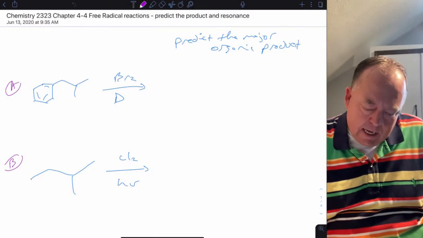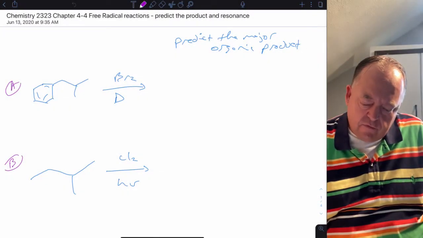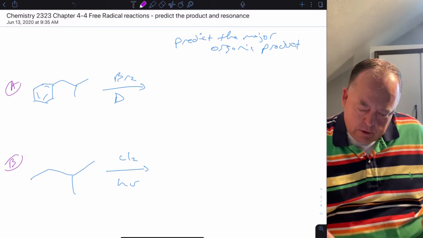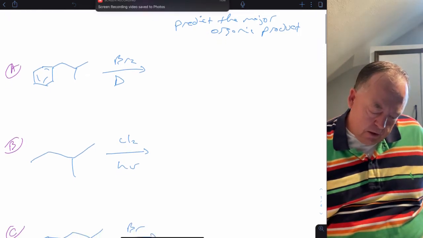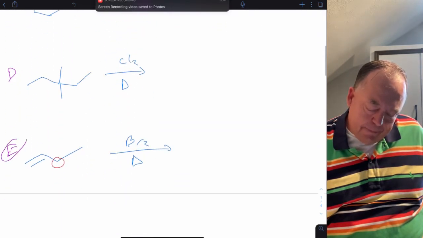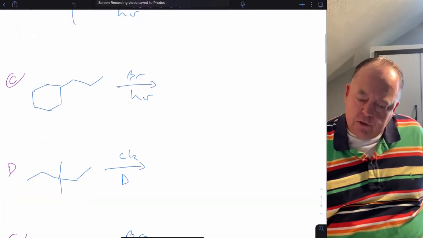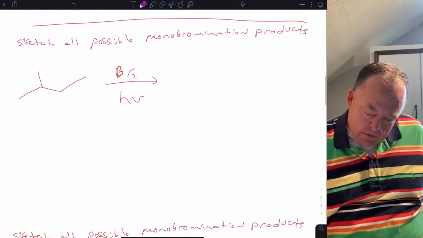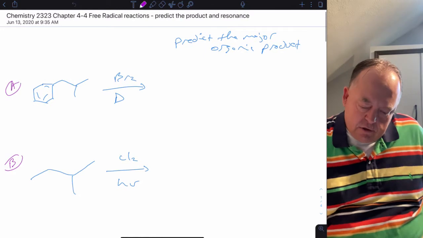Okay, so this will be the last lecture over chapter 4 over the free radical reactions. What we'll do in this lecture is take some examples of reactions and see if we can predict the major product, and then a few other exercises just to build on that.